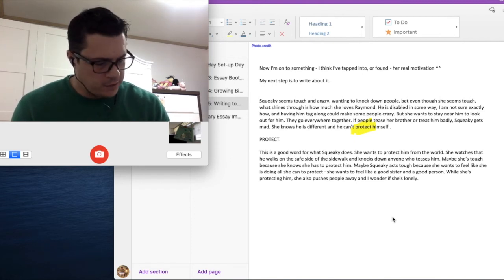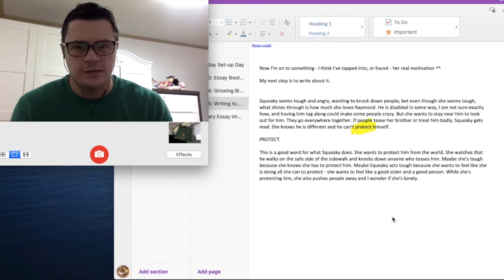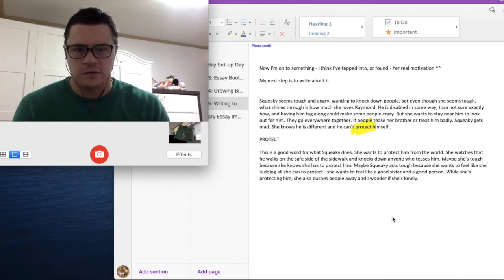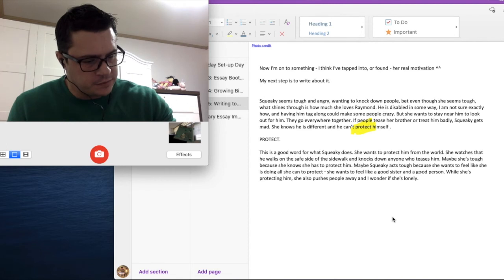So I write about it. This is a good word for what Squeaky does. She wants to protect him from the world. And here I give some examples. Right?